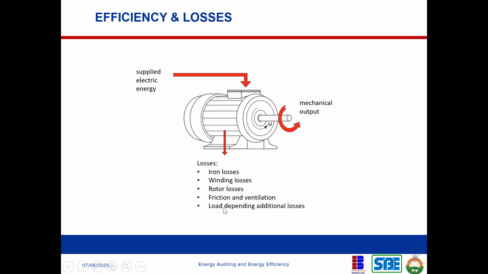And then you have the last one, which is load-dependent additional losses. Depending on how you load a particular motor, it can increase. So if you underload a particular motor, you're actually increasing the losses, right? But if you load a motor properly, maybe at 60, 70, 80, 90%, then you're optimizing efficiency because you're loading it properly. At an optimal loading, even if the motor itself is inefficient, by optimal loading of the motor, you actually improve the efficiency of that motor.